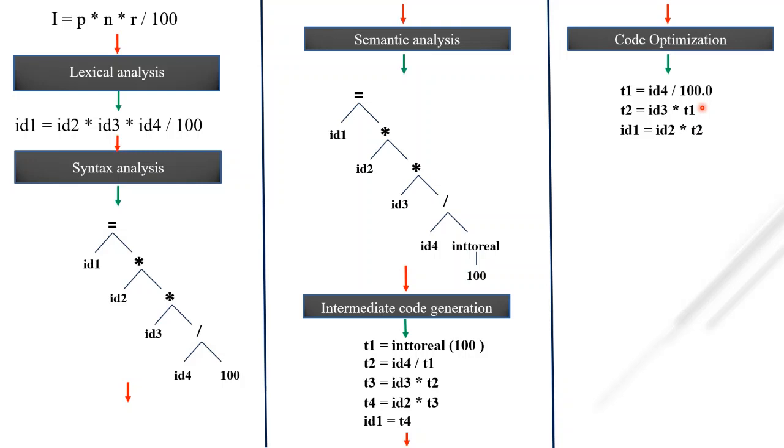Here in the intermediate code, when we generate this code, we use 4 temporary variables. But after optimizing it, the code uses only 2 temporary variables. So this code consumes less memory and also executes faster compared to the intermediate code.